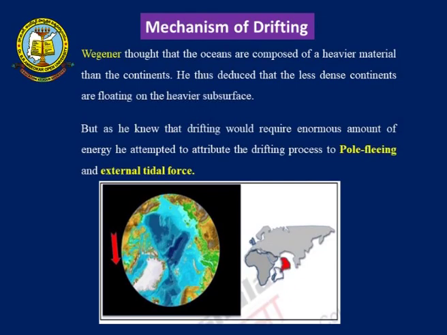So, this is how he tried to propose his hypothesis, but he also had to give some evidence, that is, the mechanism of drifting. How could the continents drift? Wegener thought that the oceans are composed of heavier materials than the continents. So, he deduced that the less dense continents are floating on the heavier subsurface. But as he knew that drifting would require an enormous amount of energy, he attempted to attribute the drifting process to pole fleeing and external tidal force. So, he proposed there are two processes, that is pole fleeing and external tidal force.